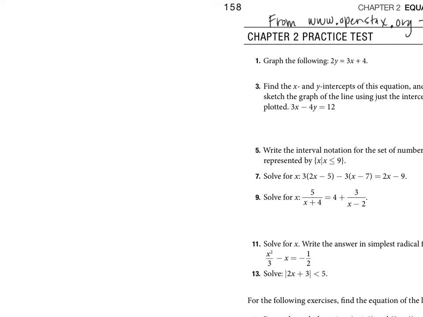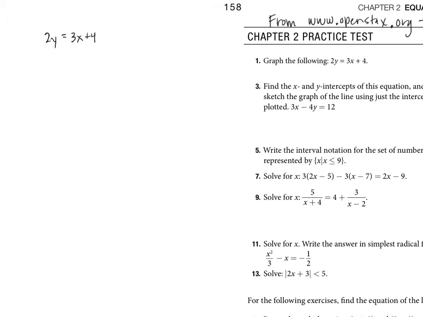Alright, so let's start with number 1. Graph the following: 2y equals 3x plus 4. So you should know that this is a linear equation, since we have an x and a y, neither of them are raised to any exponents. They're not in the denominator or under a square root or something like that. They are both just raised to the first power. This is a linear equation.